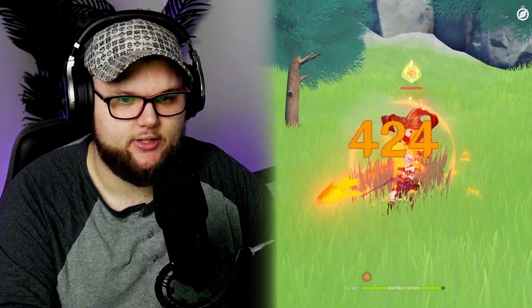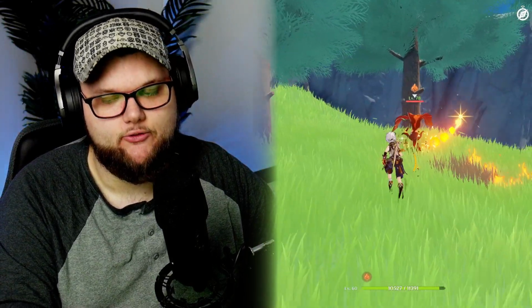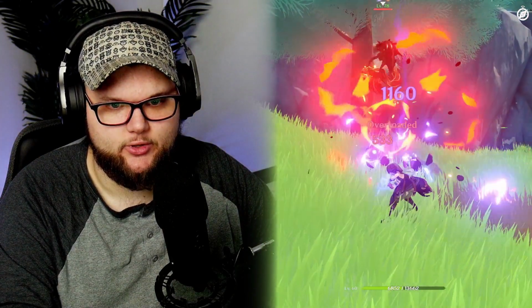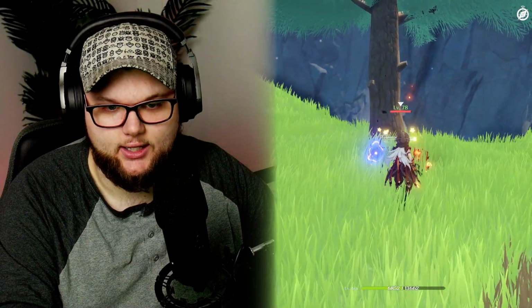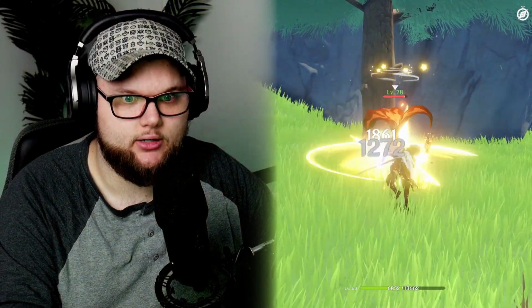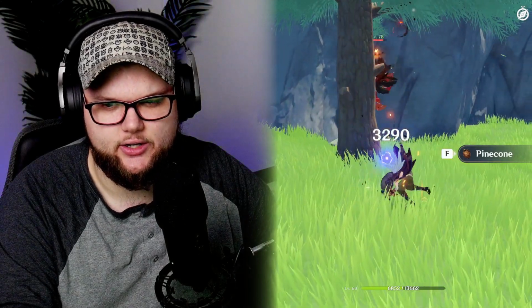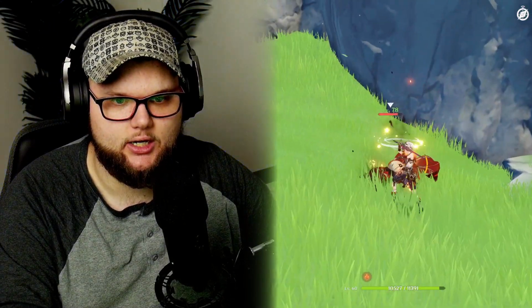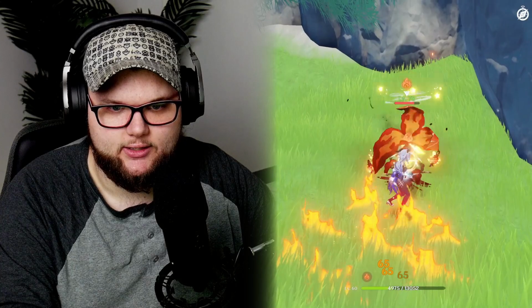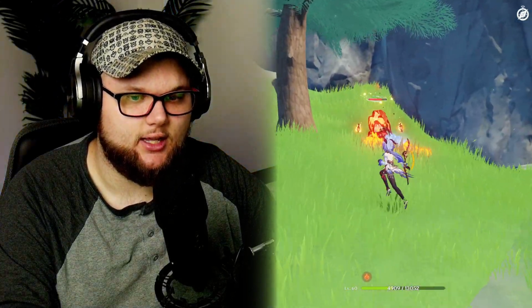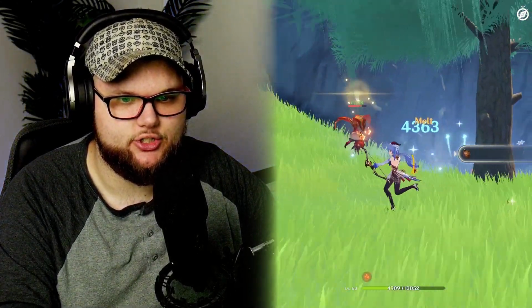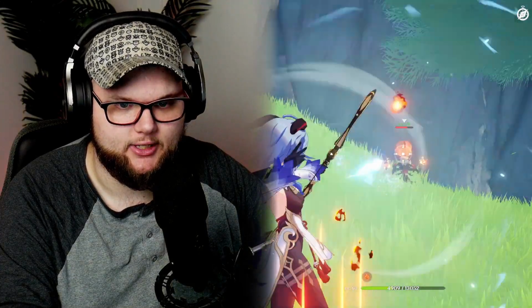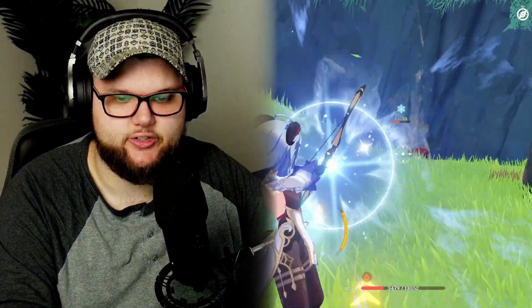So if we try to hit him with a fire attack, you'll notice we only do 424, but if we try to hit him with an overload or an electric attack, it does a ton more damage. Now, of course, there's a lot of variance between my Razor and my Bennett here, but the simple fact of the matter is that this guy takes a lot of reduced damage from pyro attacks simply because he is a pyro element. Some other things that have some resistances are the Samaturals.